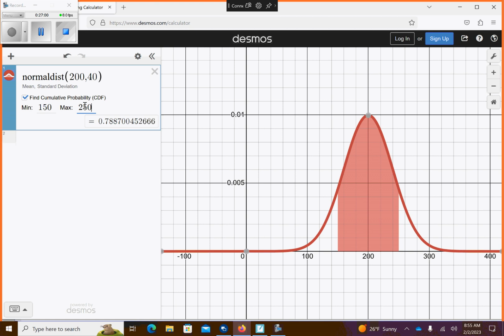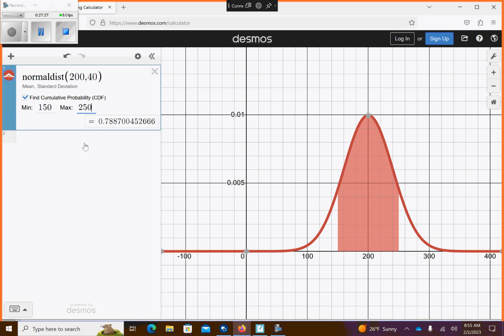So that's the area there. So we have... So 150 to 250, 240, 200. So it looks like we have a 78.9% chance that somebody scores within that region. Okay? So we have a 78% chance that they're going to score somewhere in there.